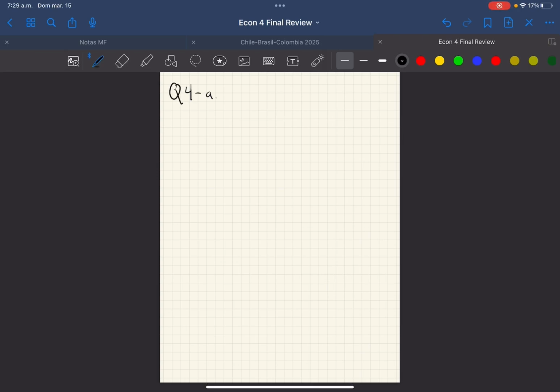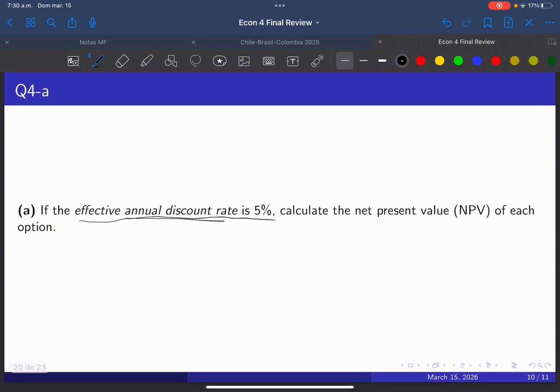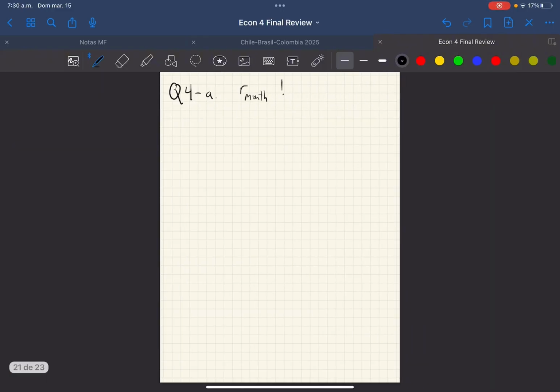Okay, so the first thing we need to do is calculate the interest rate at a monthly level, because we were only given the effective annual discount rate. And so we need to know the monthly rate. Here we can solve for the monthly rate by realizing that 1 plus our monthly rate to the 12 should be equal to 1 plus R year. Okay?